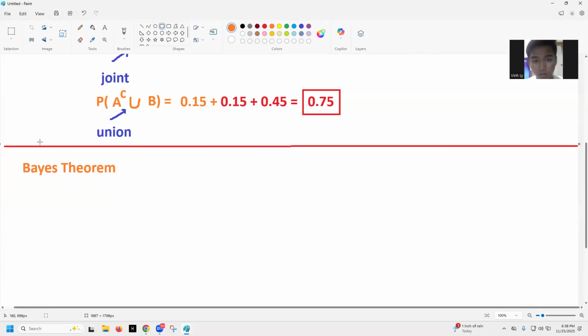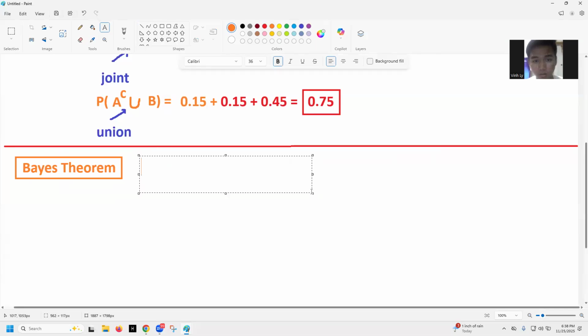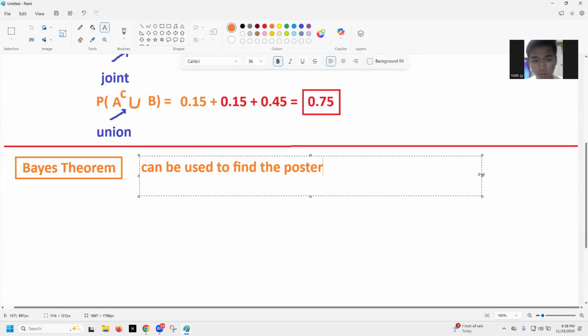We can also make a chart, or we can also make tree diagrams. Okay. So Bayes' theorem can be used to find the posterior probability.